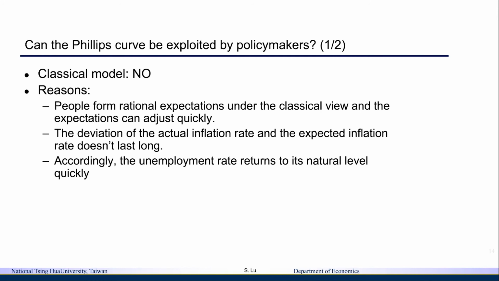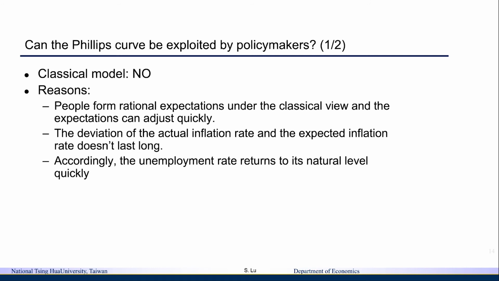It turned out that the classical view says no. That is because based on the classical approach, we allow the economy to form perfect expectations. Other than that, we also allow prices to adjust rapidly. Therefore, when people can form rational expectations, their expected inflation rate will be the realized inflation rate because their expectation is correct. Because of that, the unemployment rate will return to the natural level quickly.